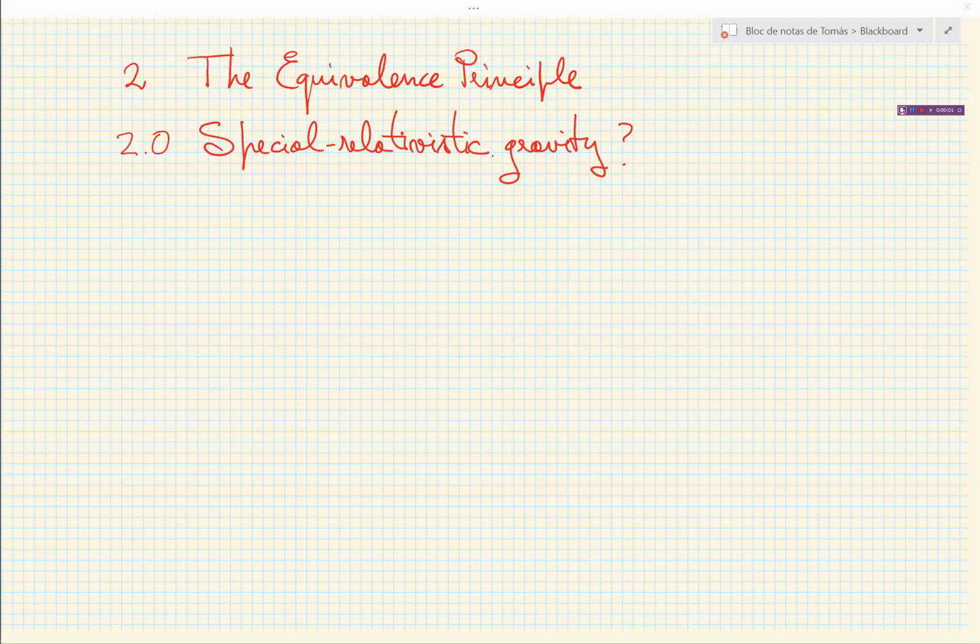In this lecture, we are going to discuss the equivalence principle in its different formulations: weak, medium strong, and strong. But before we do that, it is convenient to start by explaining why we want to talk about the principle of equivalence.